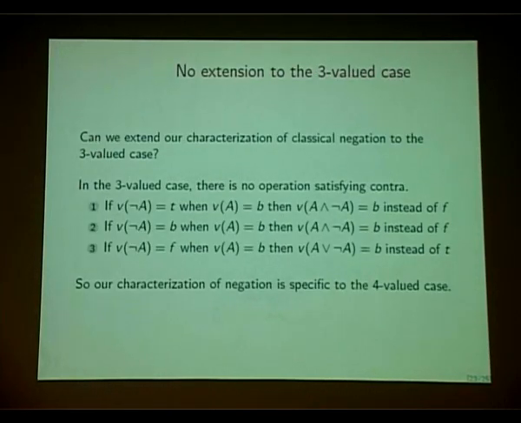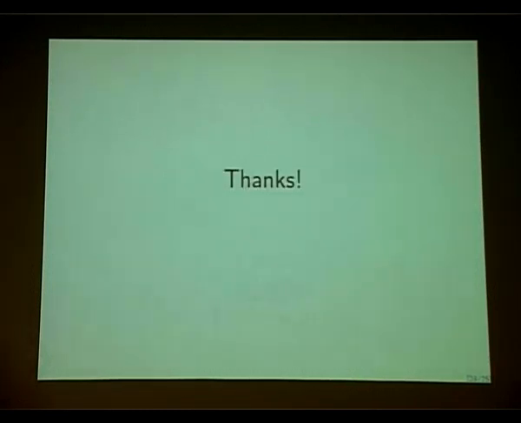We can say this result in a sentence, because there won't be any Boolean algebra with three elements. Speaking of that in a different way, the classical negation or the Boolean negation cannot be realized in the three-valued setting. So the classical negation we specified is specific to four-valued, not possible in a three-valued case. That's it. Thanks.